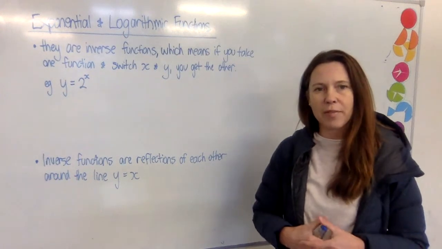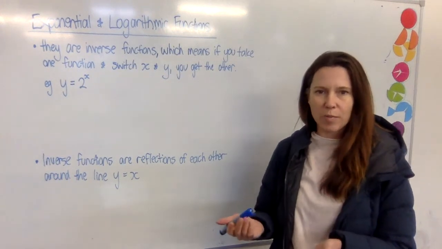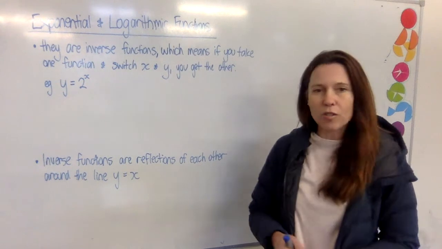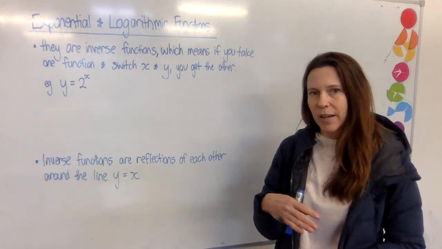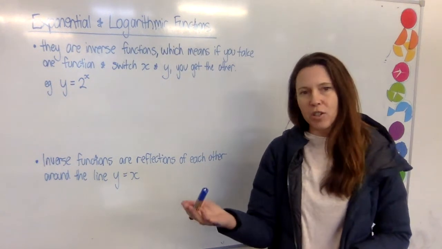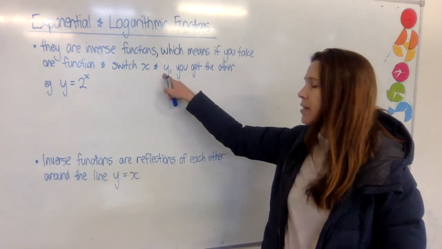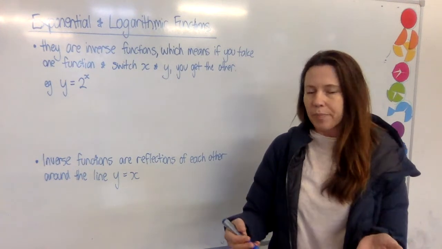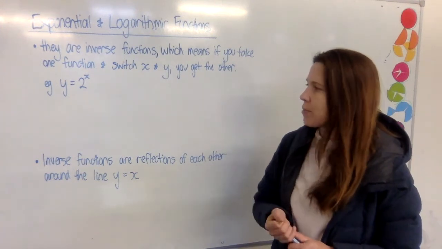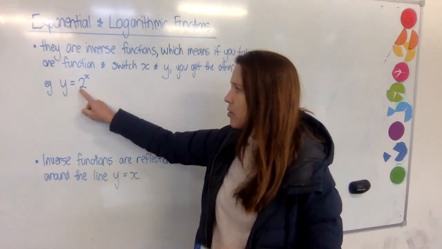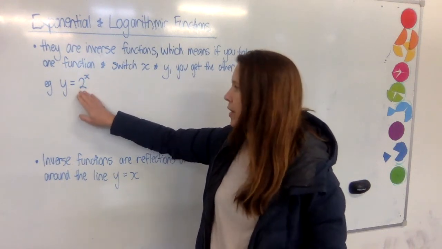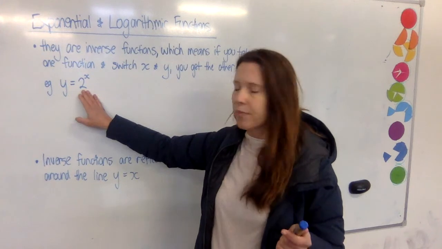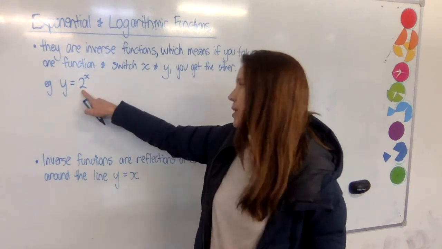Today we're looking at the graphs for exponential and logarithmic functions. Now, these two graphs are inverse functions of one another, which means that if you take one function and you just switch places with the x and the y, you get the other one. So, a basic exponential function is in the form y equals something to the power of x, where that something is positive. Now, here I've used 2 as an example.